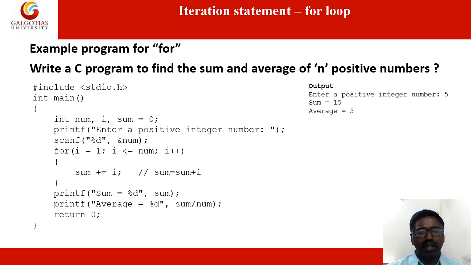For your reference, the output is given here. The input is: enter a positive integer, 5 is given. Sum is equal to 15. That means 1 + 2 + 3 + 4 + 5 is equal to 15. And 15 divided by 5 is the average, so 3 is the average printed here.